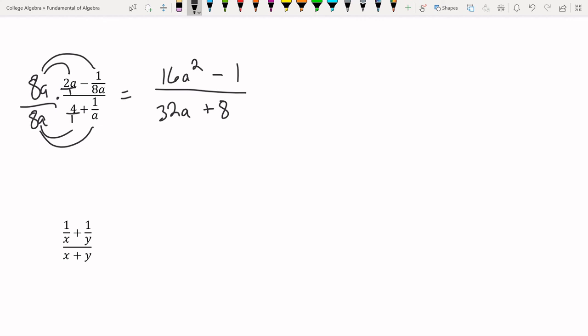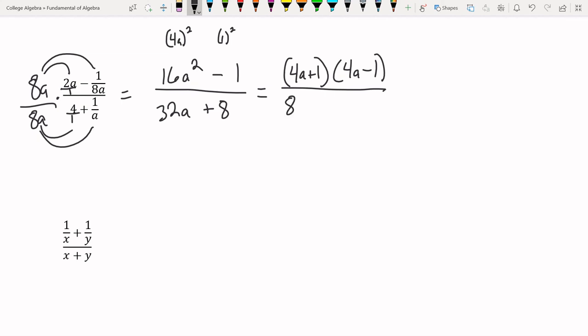Now, the top is a difference of two squares, so I can reduce everything, right? The first thing is 4a squared, and the second thing is 1 squared. So I can factor that to 4a plus 1 times 4a minus 1. On bottom, I can take out an 8, giving me 4a plus 1.